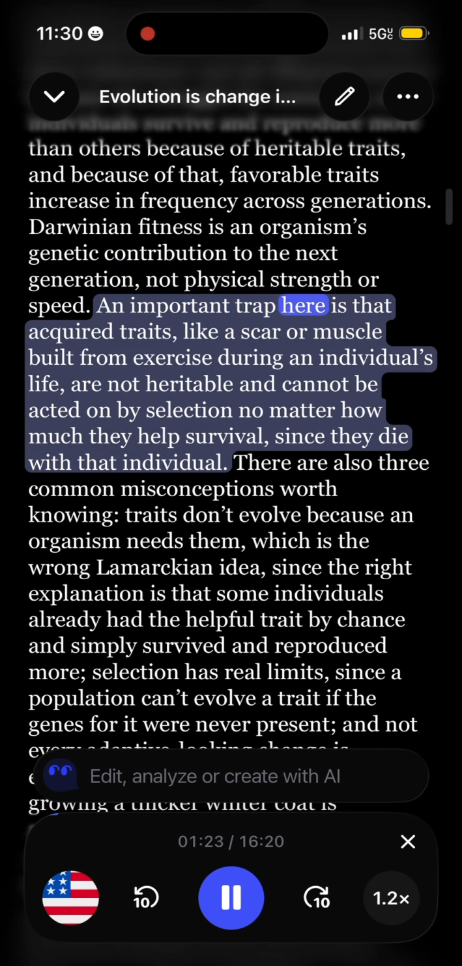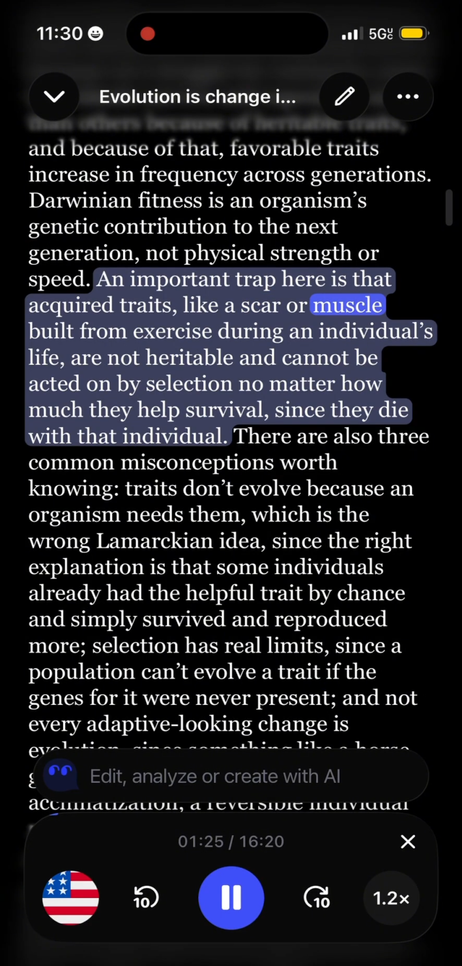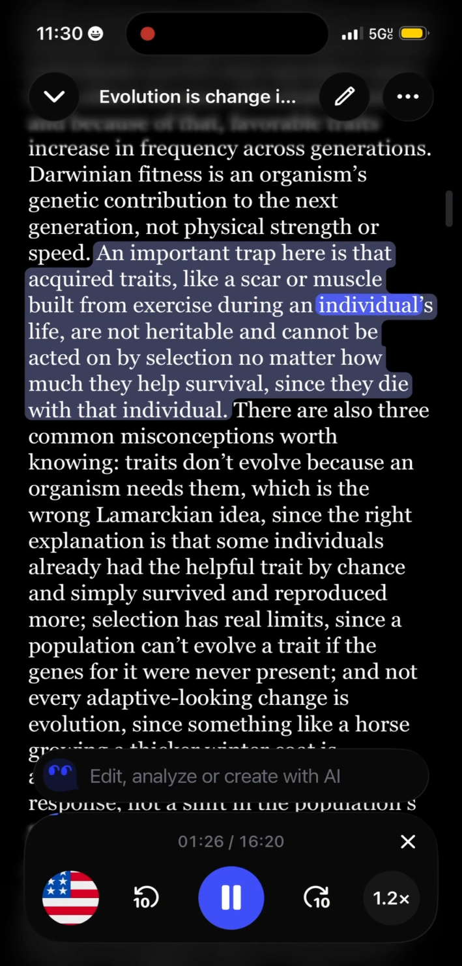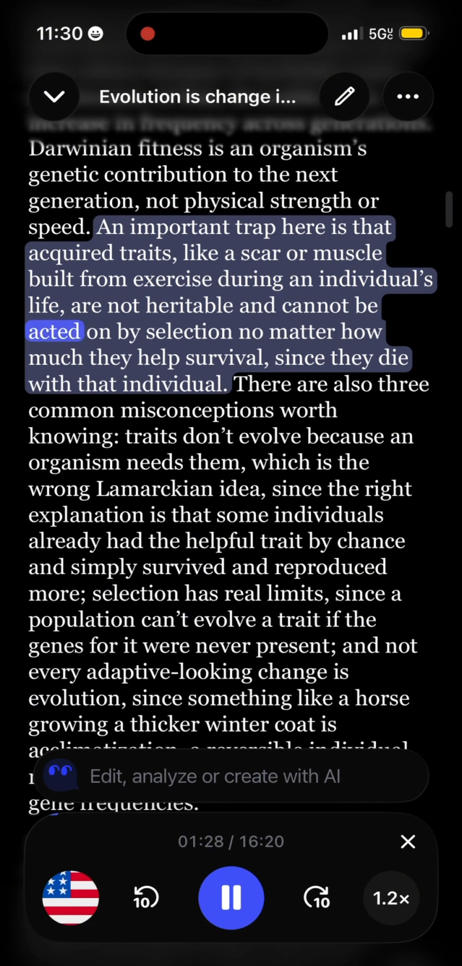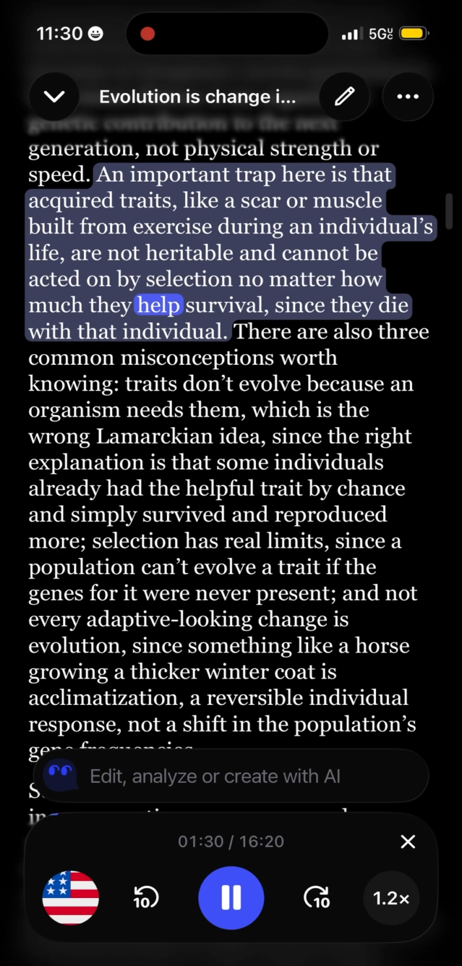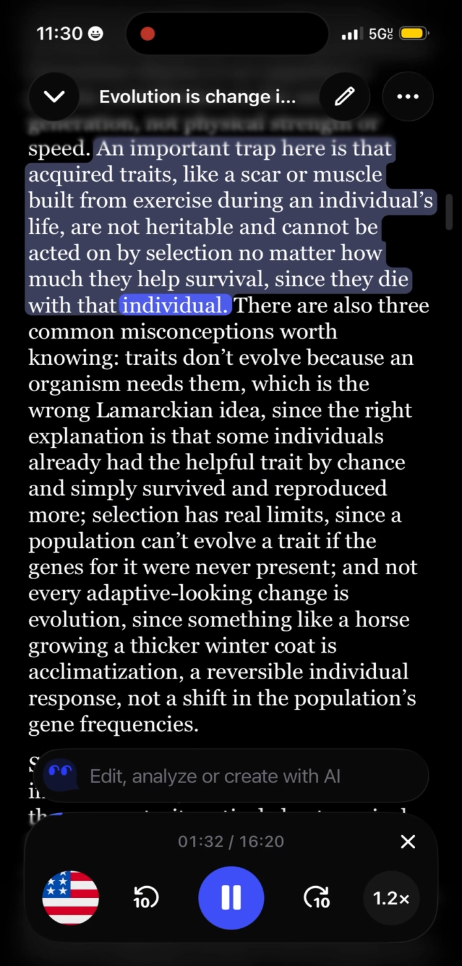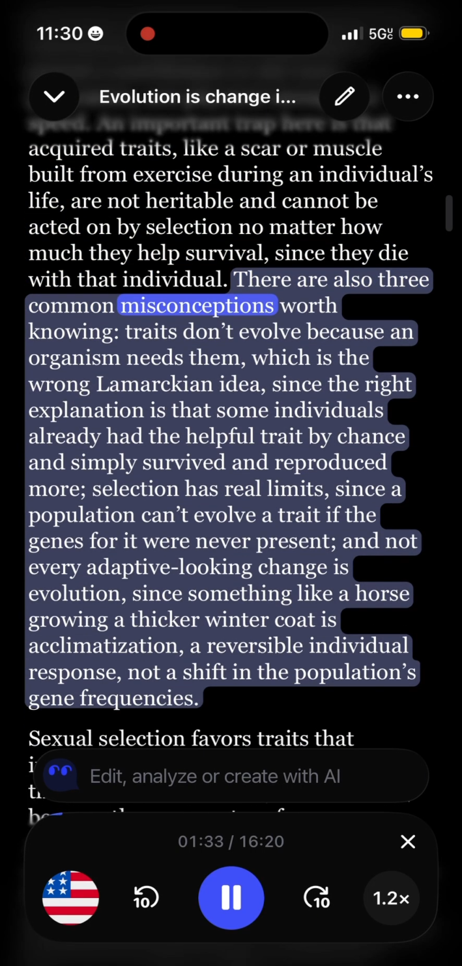An important trap here is that acquired traits, like a scar or muscle built from exercise during an individual's life, are not heritable and cannot be acted on by selection no matter how much they help survival, since they die with that individual. There are also 3 common misconceptions worth knowing.